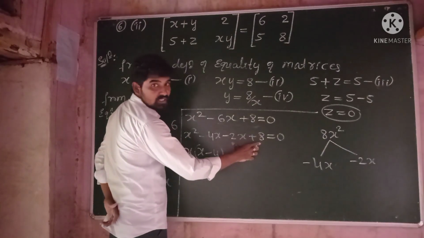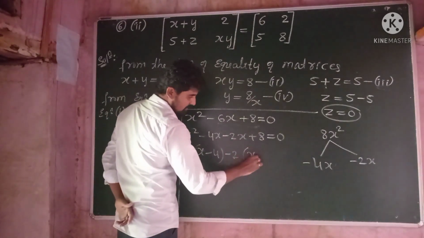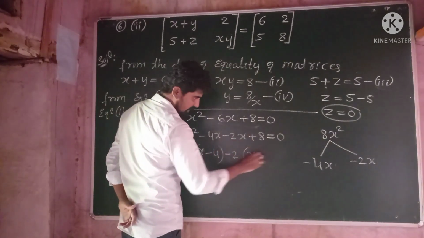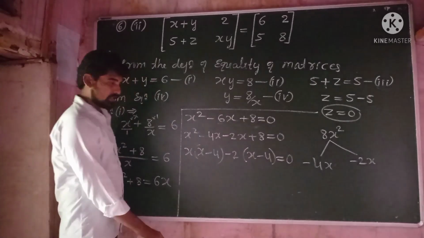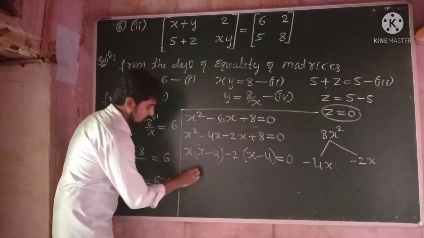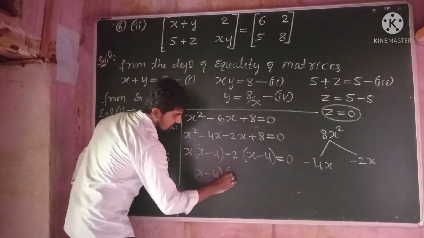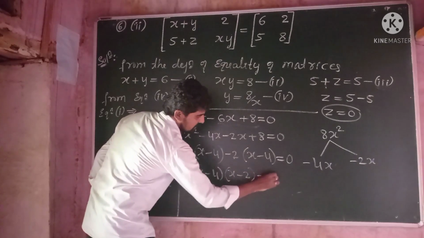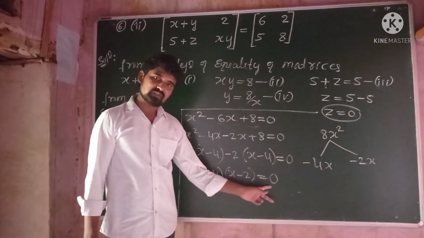And in the second last two terms we may take minus 2 as common, remaining x minus 4, into plus, minus 2 into 4 is minus 8, which is equal to 0. Now in between these two terms x minus 4 is common, so x minus 4, remaining x minus 2 is equal to 0. The product of these two factors is equal to 0.